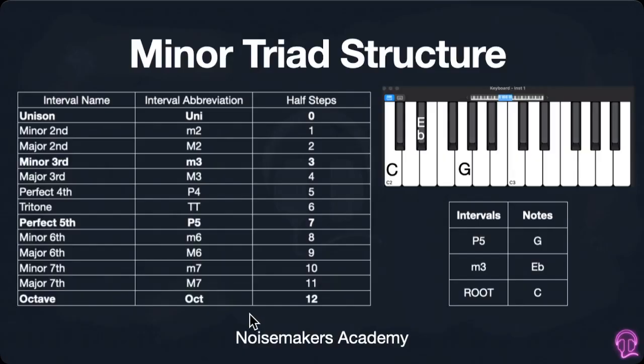Okay, so that minor triad structure is going to be a root, just like a major triad. We also have a perfect fifth, just like a major triad, but we have a minor third instead of a major third. And if we look on our list here of all of the interval names, there's only 12 of them. The difference between a major third and a minor third is only 1 half step. Okay, so a major third has 4 half steps and a minor third has 3 half steps.